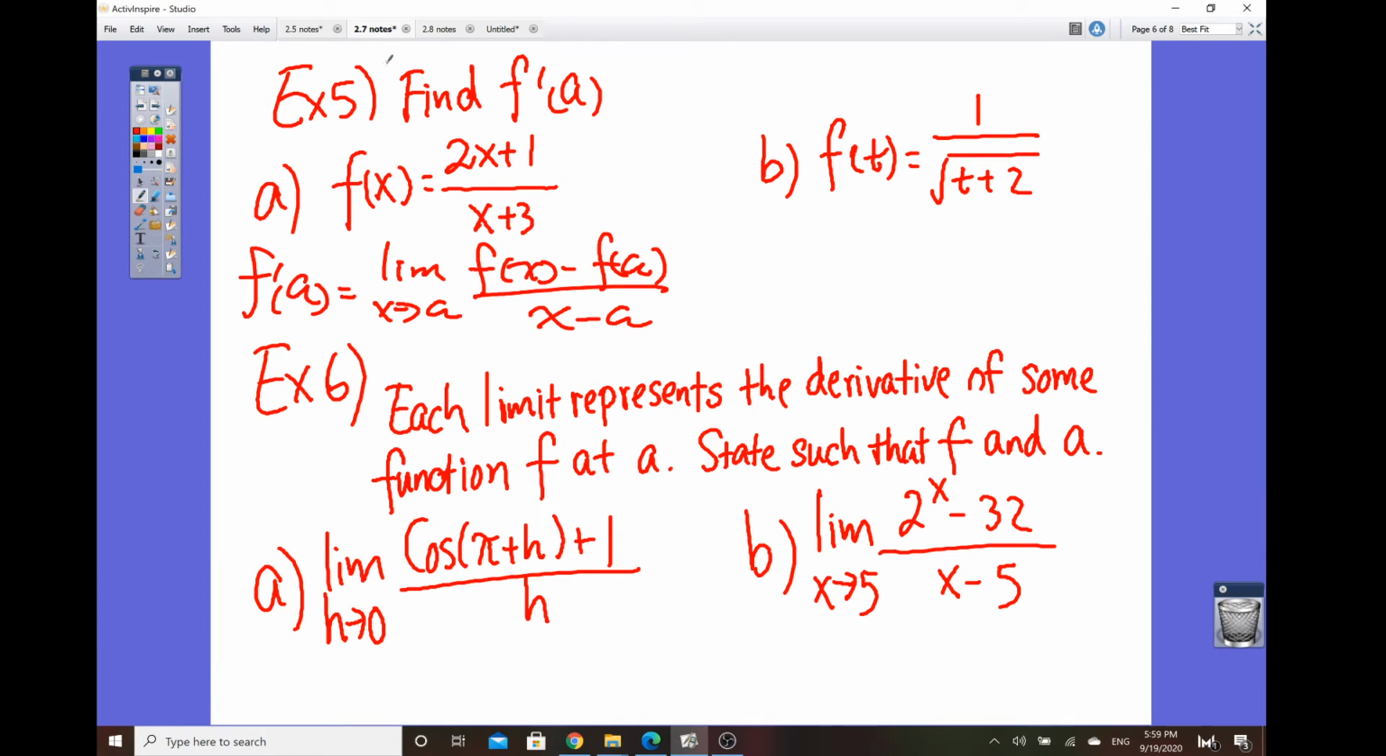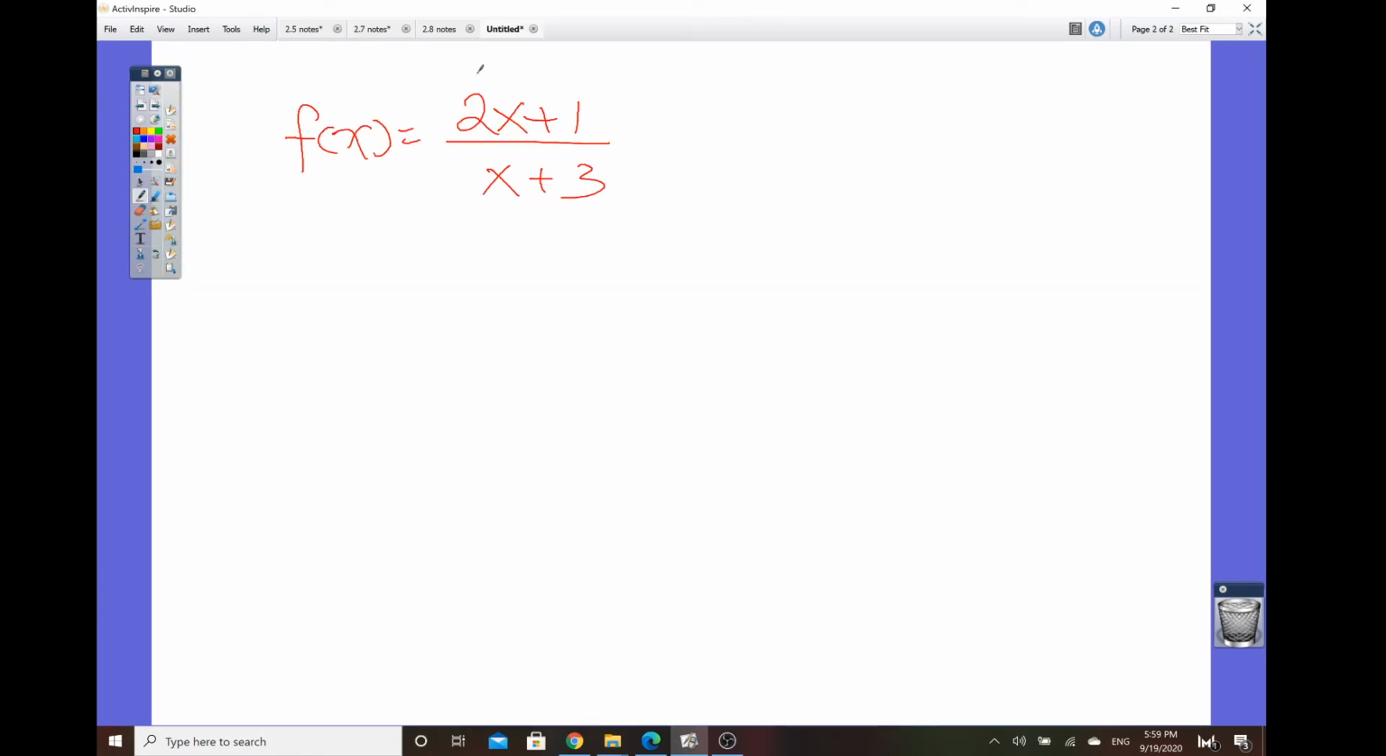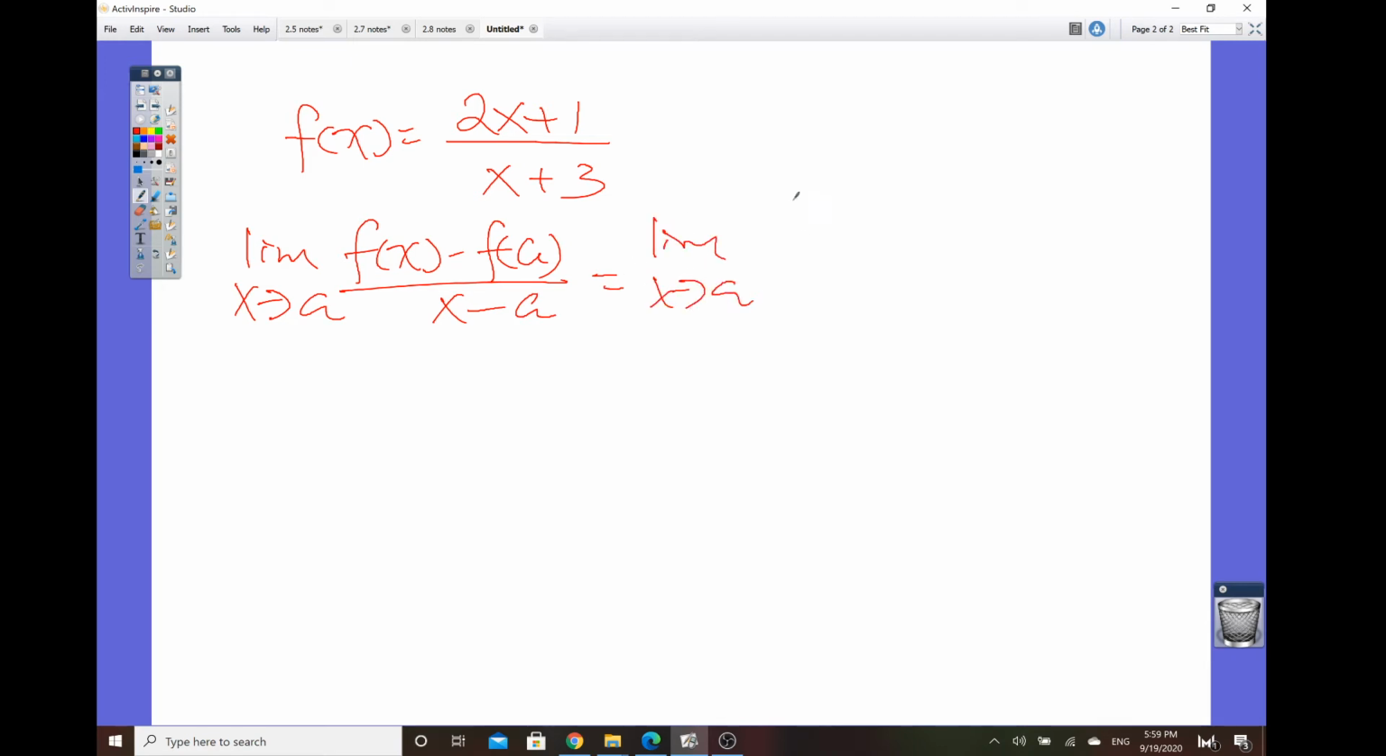Okay, so 2x plus 1 over x plus 3. The way to find the derivative in general is we take the limit as x approaches a of f of x minus f of a over the quantity x minus a. So the limit as x goes to a, f of x, which is 2x plus 1 over x plus 3, minus f of a, 2a plus 1 over a plus 3, and then this is all over x minus a.